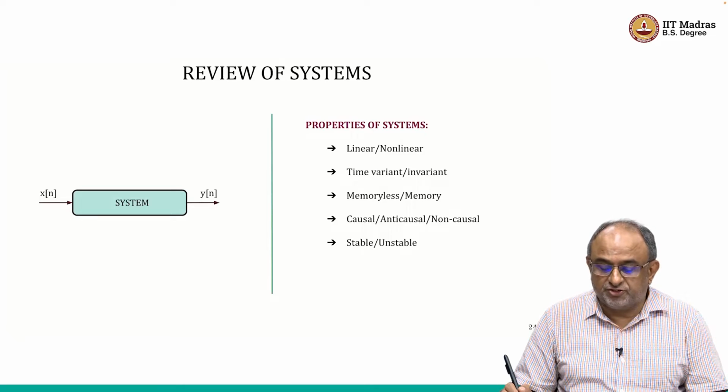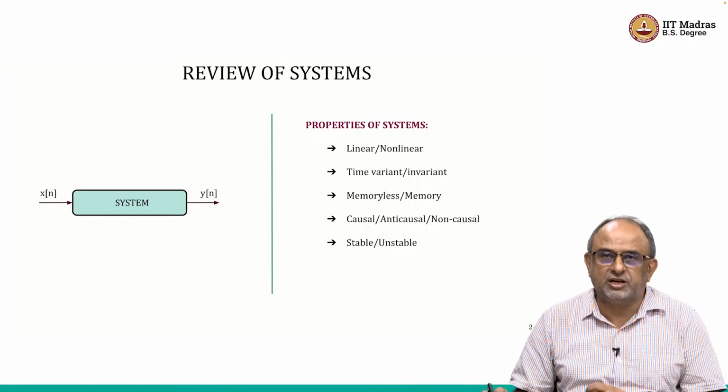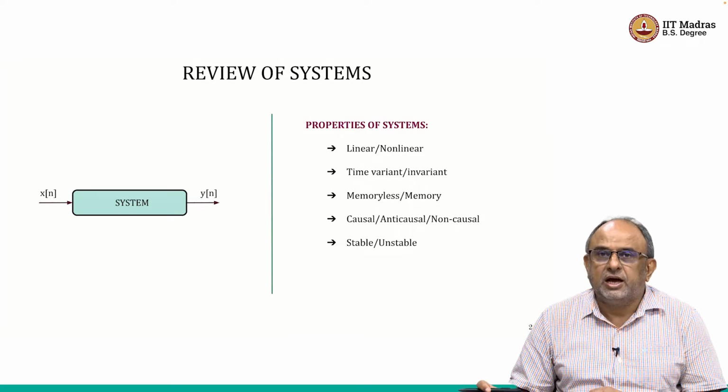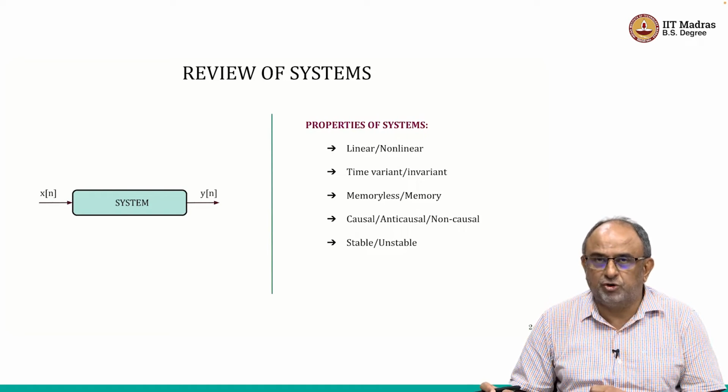So, what is a system? A system, as I said, is something that takes some input signal x of n, manipulates it and gives another signal y of n, right. It may just be an identity system, it can take x of n and just output y of n equal to x of n back, right. So, that is basically an identity system, or it can completely do something different and so on, right.